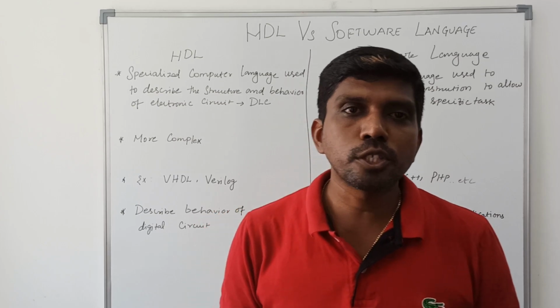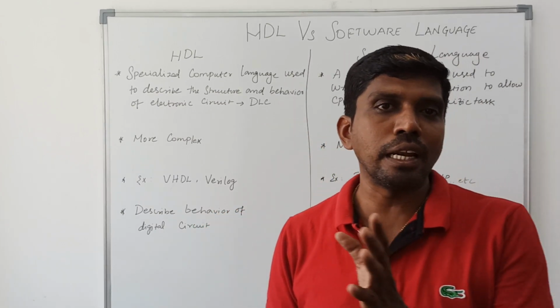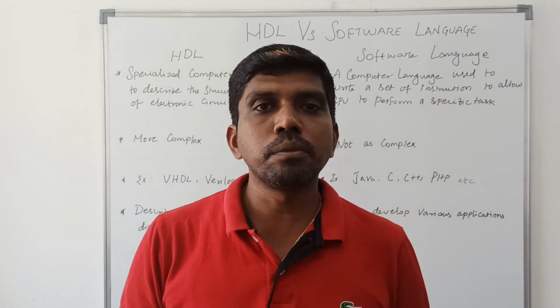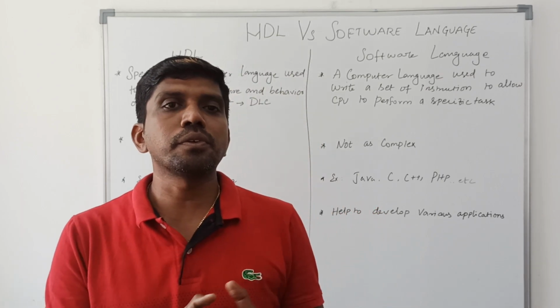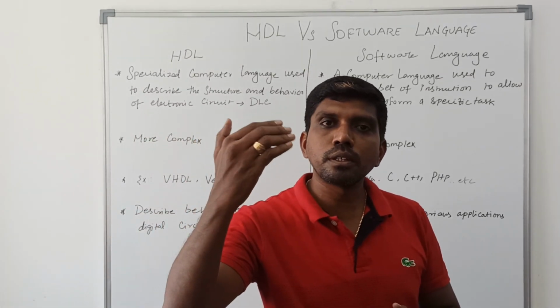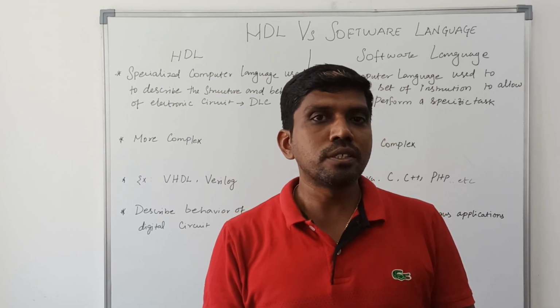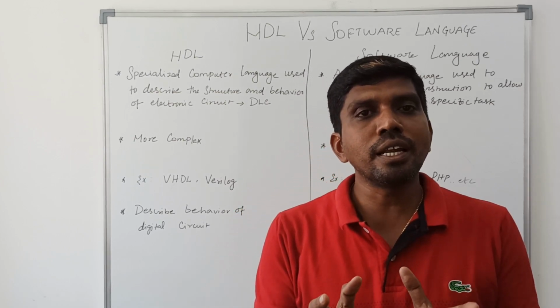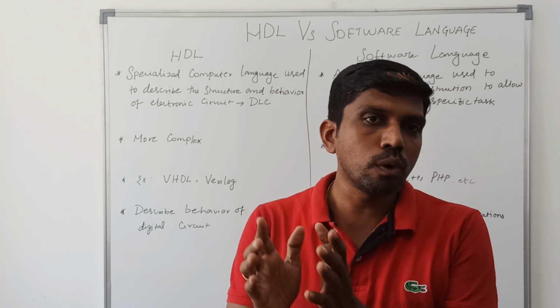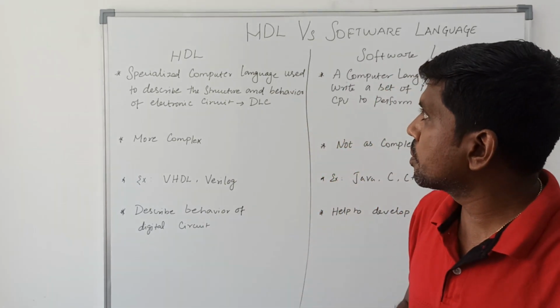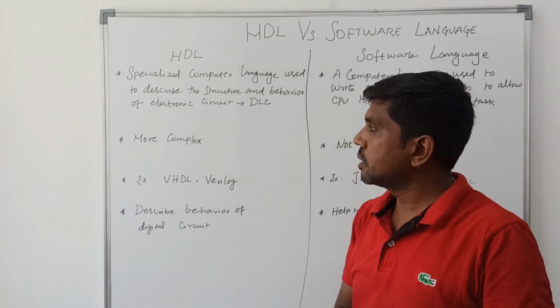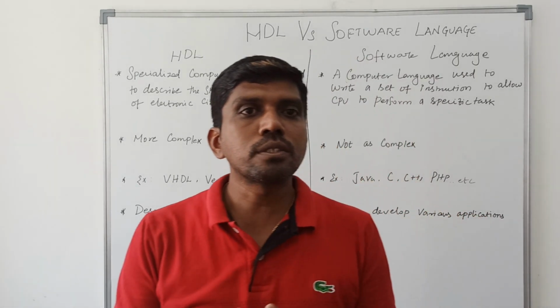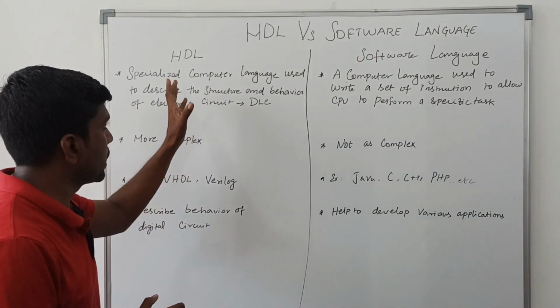This language is mainly used to design electronic circuits, for example, the combinational circuit and sequential circuit. Both of these circuits come under digital electronics. If you need to design any type of combinational circuit or digital circuit, you can use the programming language, hardware description language. So that is the basic concept of HDL.